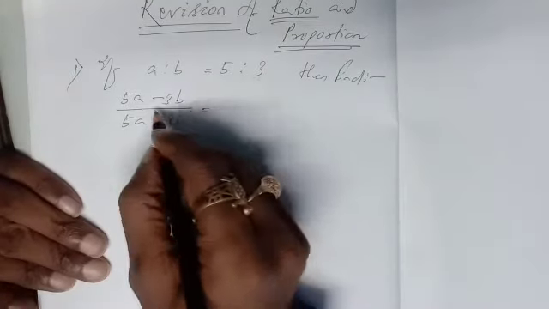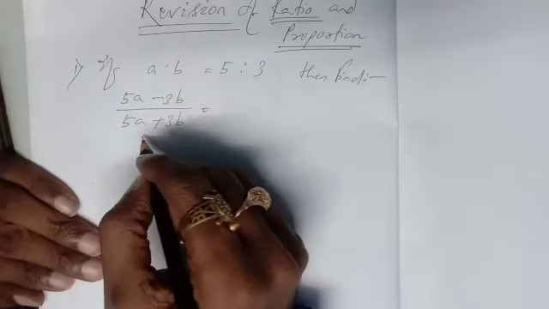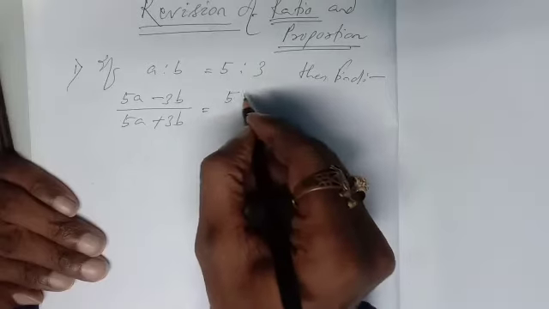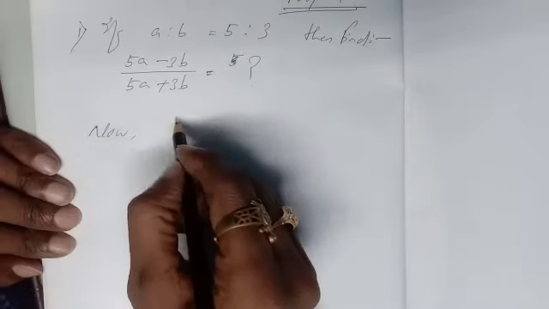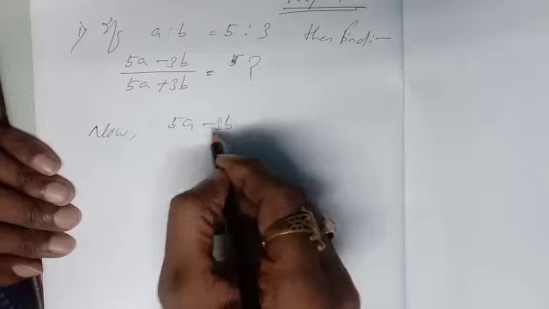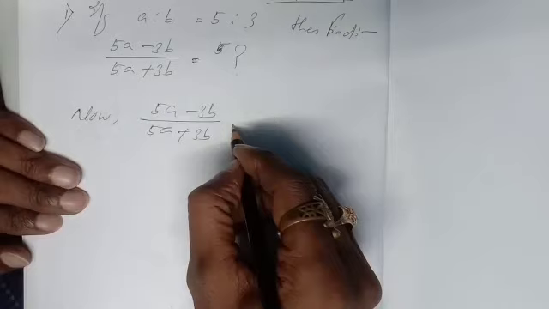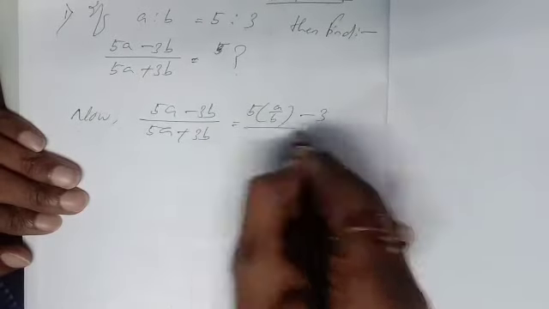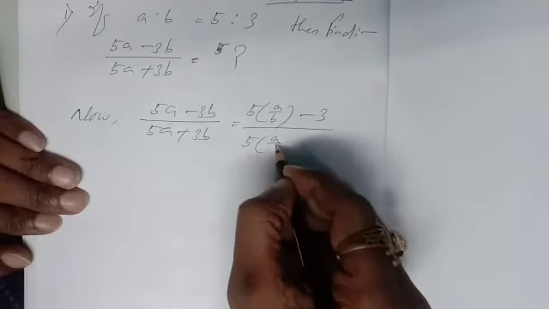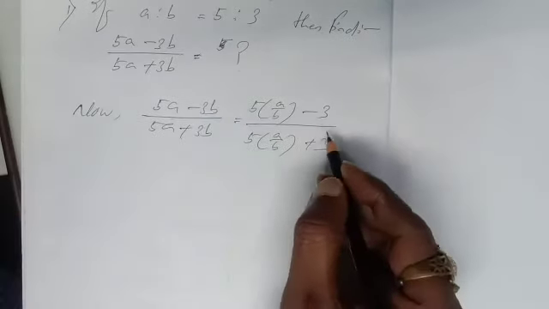See, do one thing here. Divide B in both the numerator as well as the denominator. What will we get if I divide? I am writing here. This is the question you have to find out: 5A minus 3B by 5A plus 3B. If I divide by B, then this will be 5A by B minus 3, and this will be 5A by B plus 3, if I divide B in both numerator as well as denominator.